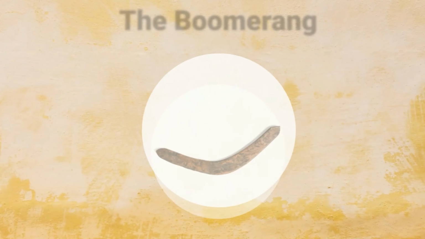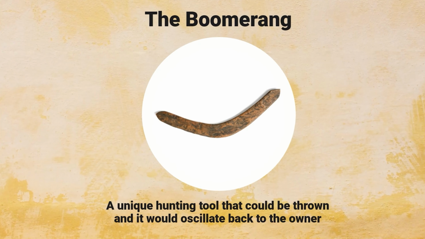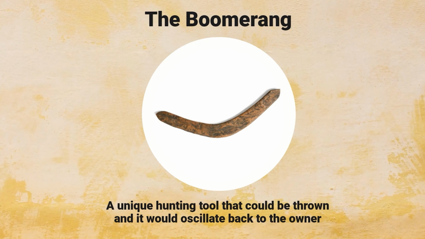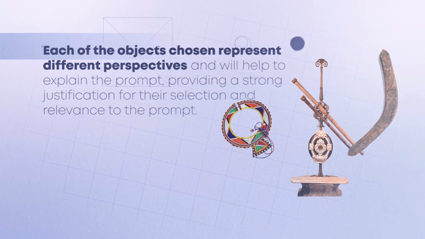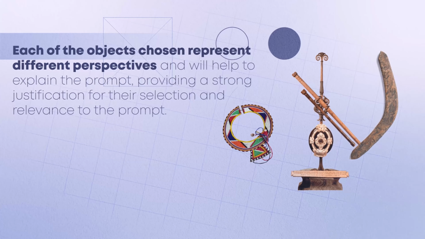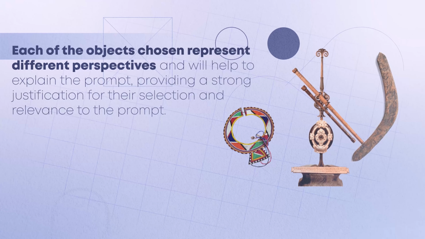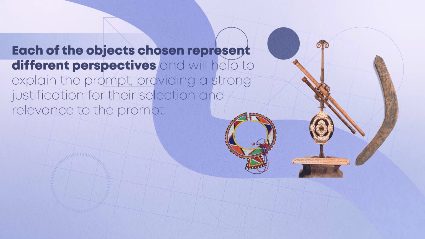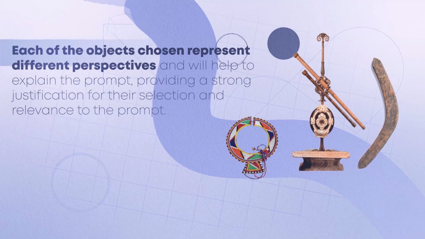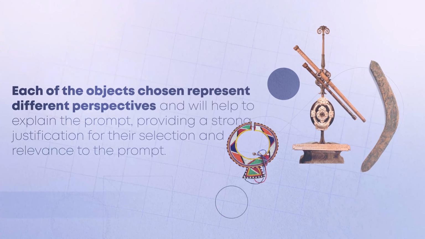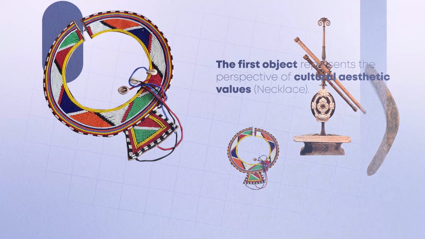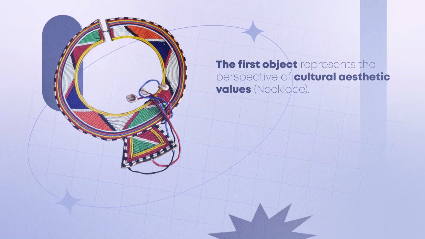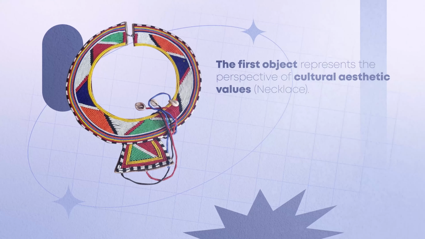The boomerang was a unique hunting object that could be thrown, and it would oscillate back to the owner. You can see from this selection that each of the objects chosen represent different perspectives and will help explain the prompt, providing a strong justification for their selection and relevance to the prompt. The first object will represent the perspective of cultural aesthetic values, the necklace.